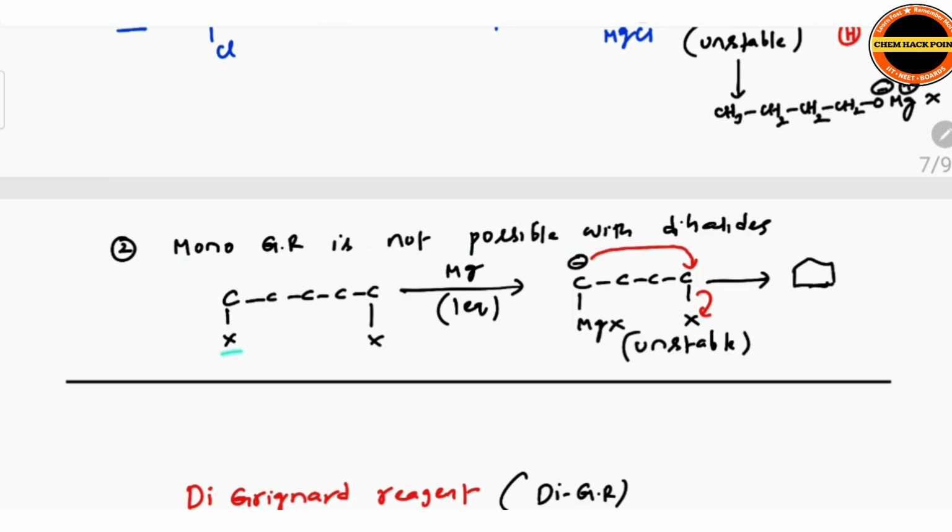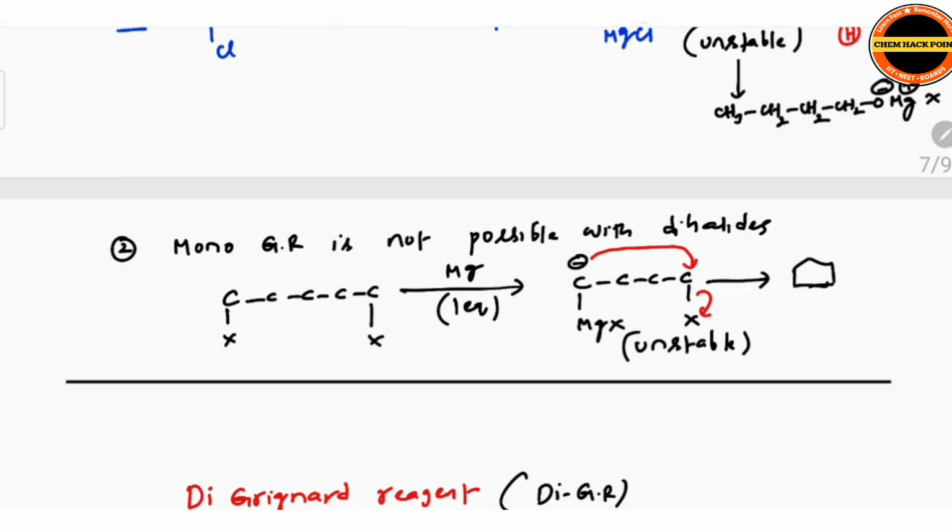For example, if I have a dihalide and 1 equivalent of magnesium, you will get an unstable compound. Here what happens? The halogen is removed, C minus attacks here. Internal shift occurs and a cyclic ring is formed. A 5-membered cyclic ring is formed in this case. Okay, that's why it is unstable. So you cannot prepare a mono Grignard reagent from dihalides because of the unstable condition.